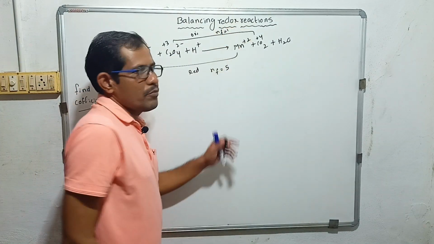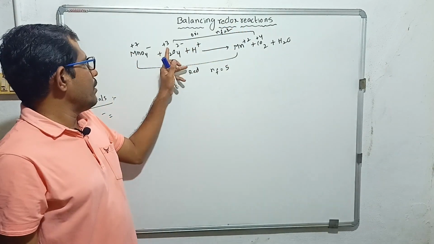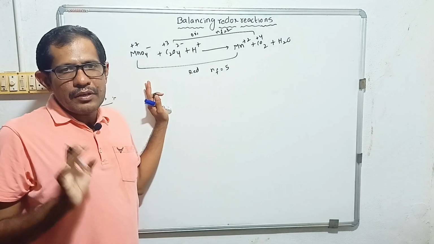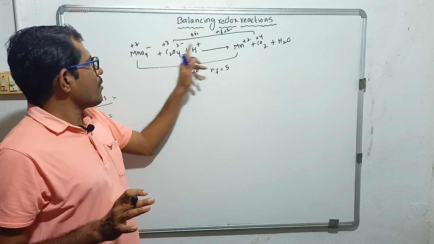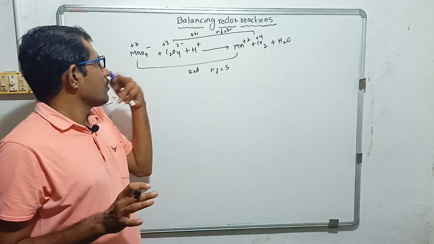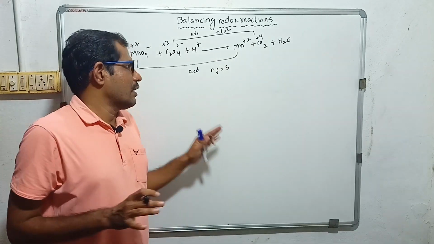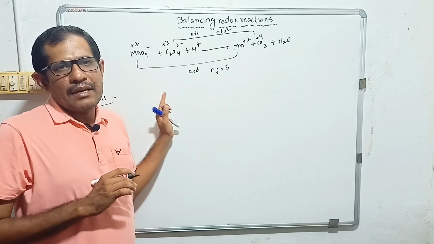Students often make a mistake here. They will simply take 1, because plus 3 to plus 4 is 1. No, not like that. We need to calculate per entity. For one carbon it is 1, so there are 2 carbons, and the n factor for them is 2. So first we calculated the oxidation states, then we calculated the n factor.